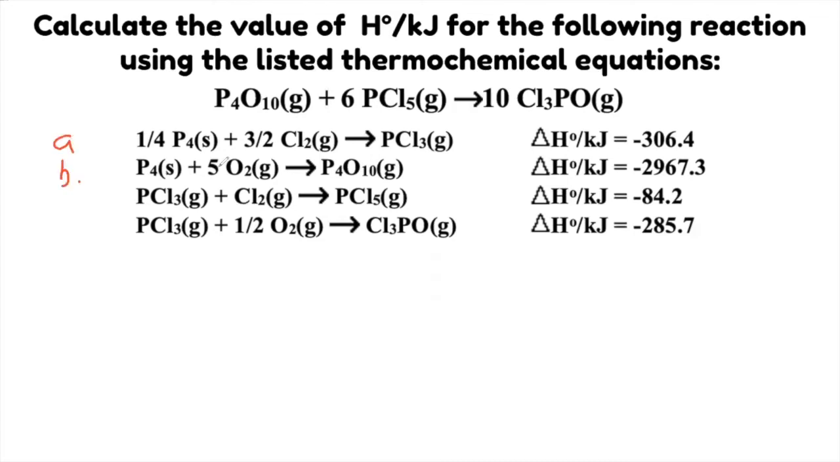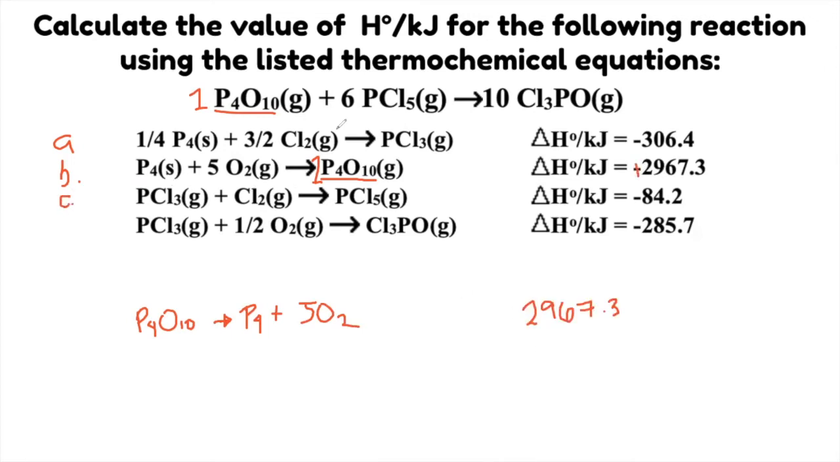In equation B, I can get here P4O10. This is on the product side and P4O10 is on the reactant side. So I have to flip, okay? I won't multiply it by anything else because they are both 1. So I'll have P4O10 yielding P4 plus 5O2. And then I'll just copy this one, but this time I'll flip it because I reversed the equation.